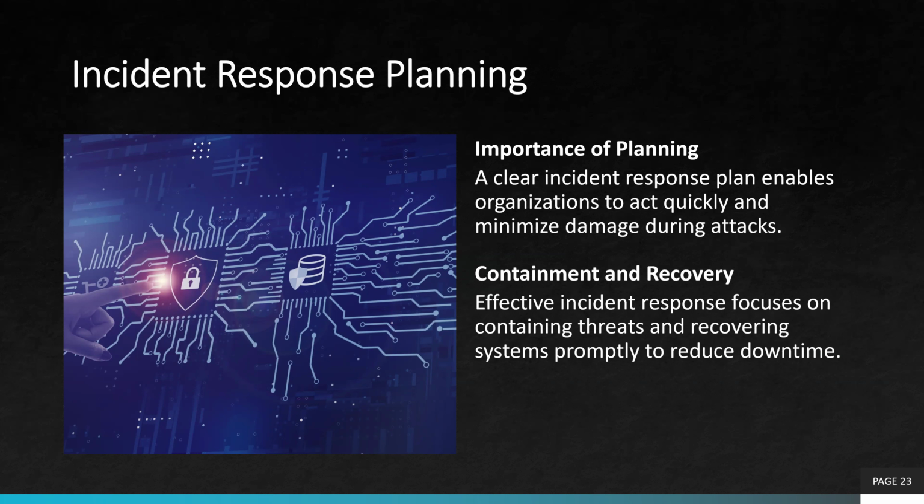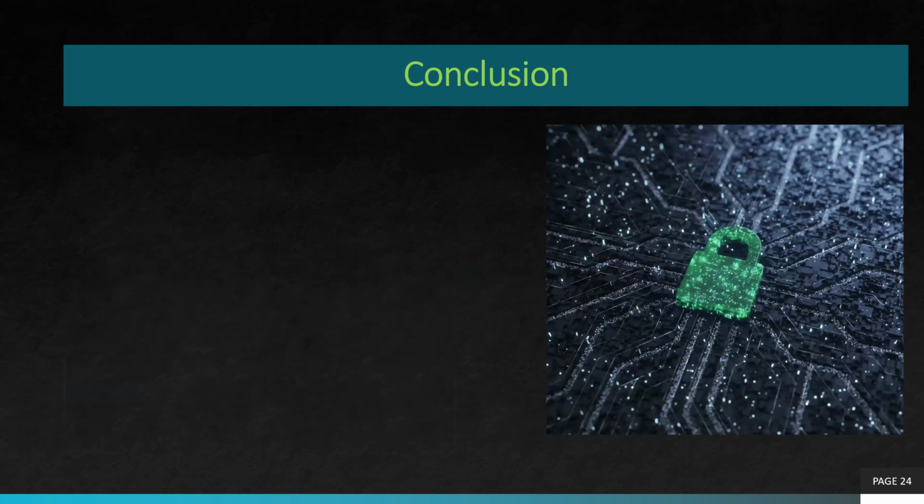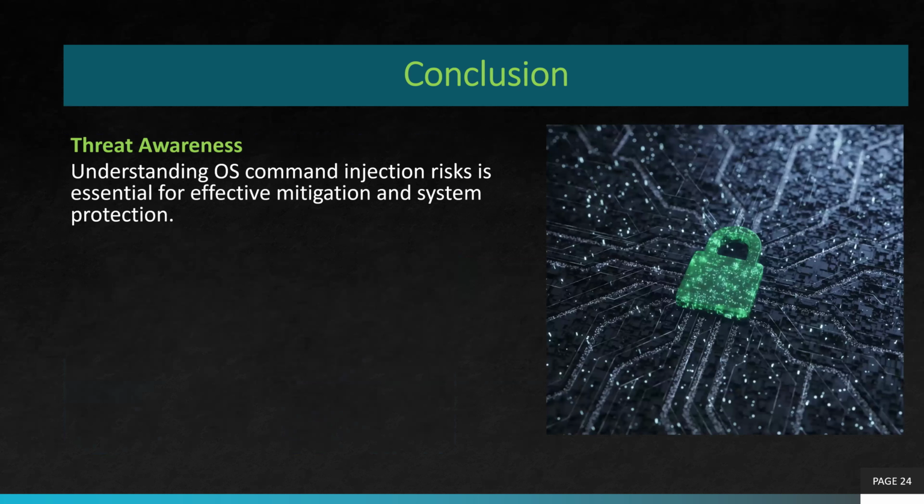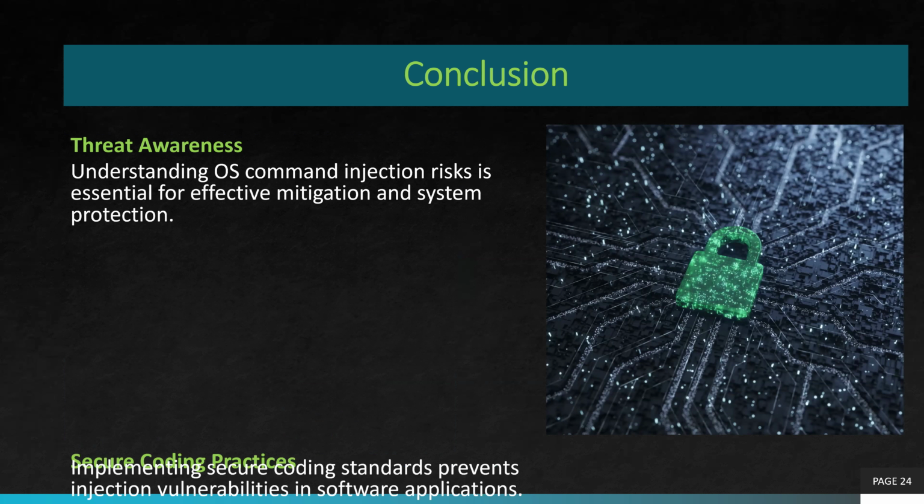Containment and recovery. Effective incident response focuses on containing threats and recovering systems promptly to reduce downtime. As a conclusion, threat awareness. Understanding of operating system and congestion risk is essential for effective mitigation and system protection.